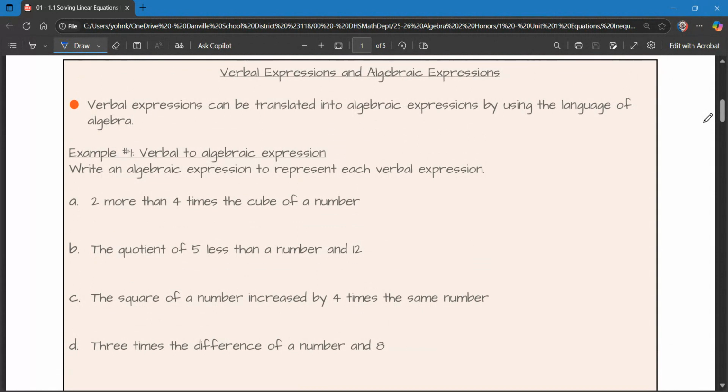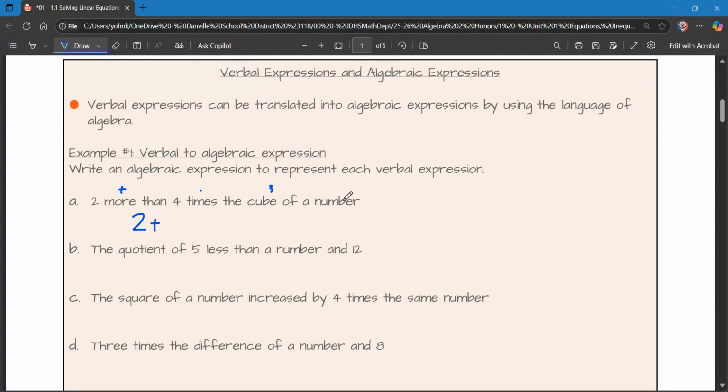So example number 1, write an algebraic expression to represent each verbal expression. We got 2 more than 4 times the cube of a number. All right, so more than means plus. 4 times means multiplication. The cube of a number is a little 3. So if I want 2 more than, I'm going to do 2 plus 4 times the cube of a number.